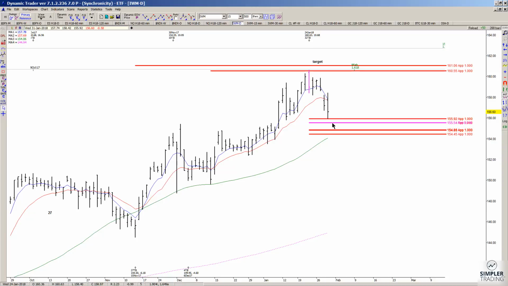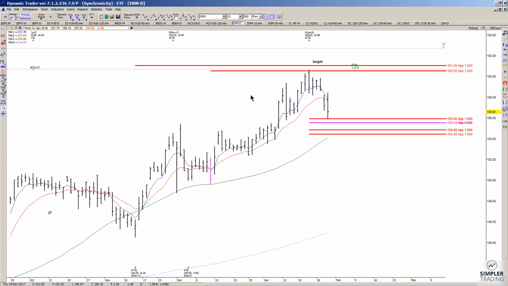So the two zones: 155.54 to 155.92 is the first one, where you have symmetry with some of these prior declines within the uptrend. And then you also have a 62% retracement of one of these prior swings here. So that's one area. The other area that stands out is this, let's make it a little easier to see here, 154.45 to 154.86. But basically there were three symmetrical projections down in that area.